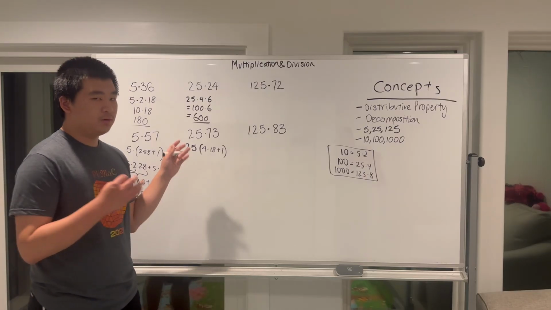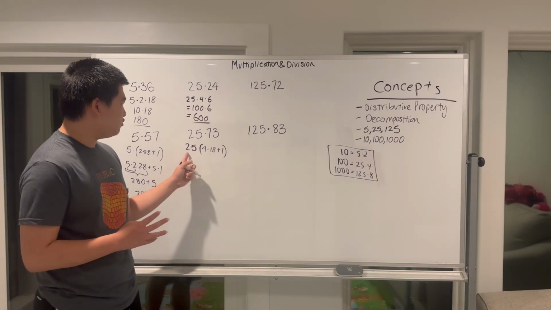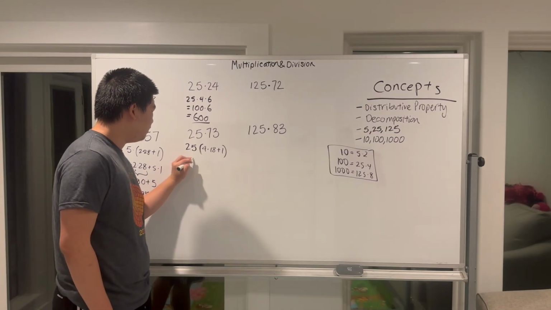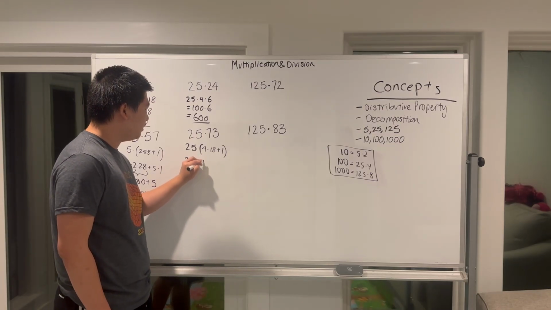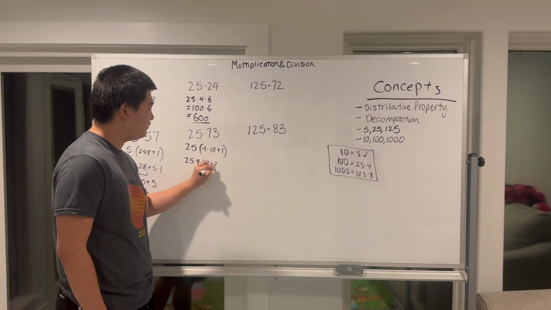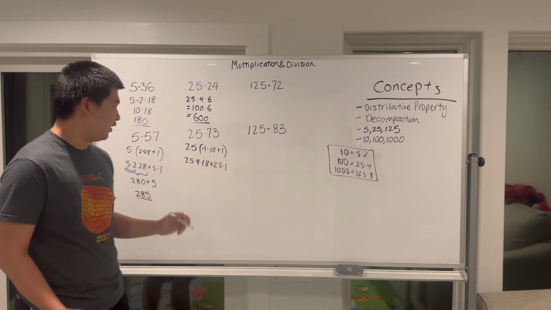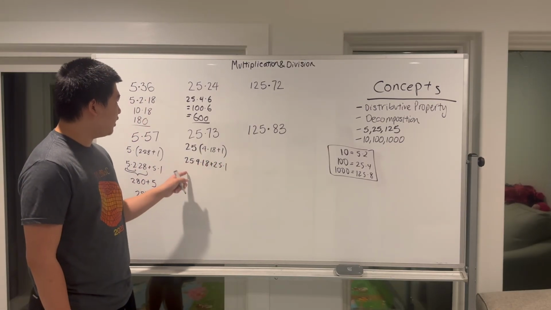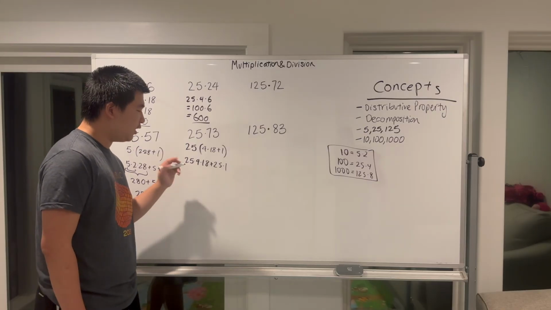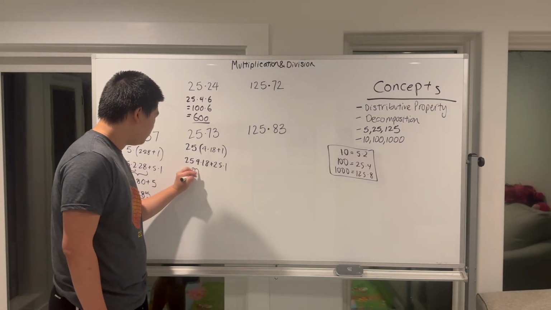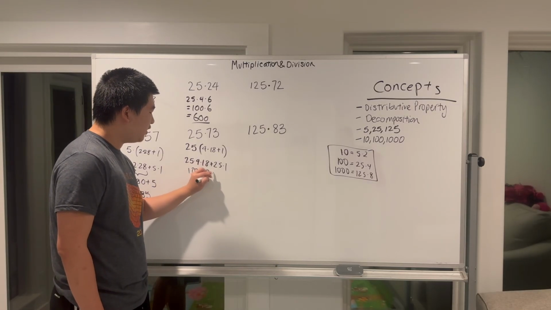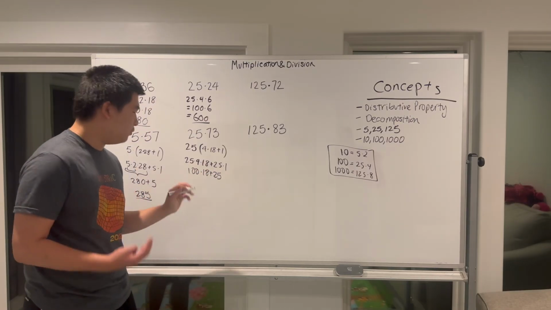So once again, we're going to use the distributive property to distribute this 25 in. So it's going to be 25 times 4 times 18 plus 25 times 1, which is obviously 25. But this 25 times 4, again, same idea, it's a 100. So it's 100 times 18 plus 25, which is going to be 1825.